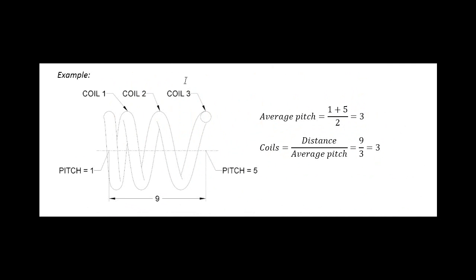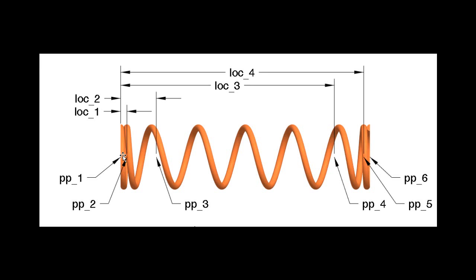Now just reviewing the average pitch between the coils. I know the distance in this example is 9. I know the pitch at 1 at the start and the pitch is 5 at the end, so I could calculate how many coils with this equation. So how many coils do we have? Well, because the closed ends don't move, we're just going to remove those from our total coils and just calculate what happens between points 2 and points 5.